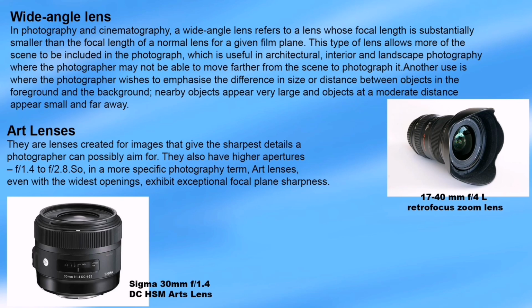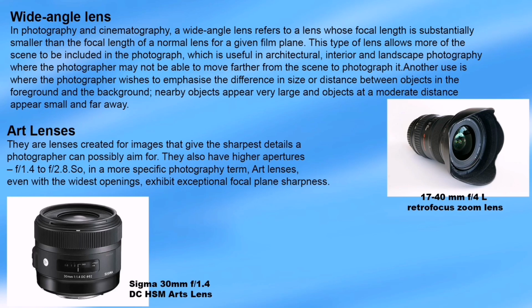Okay, move on to the next one, wide angle lens. In photography and cinematography, a wide angle lens refers to a lens whose focal length is substantially smaller than the focal length of a normal lens for a given film plane. This type of lens allows more of the scene to be included in the photograph, which is useful in architectural, interior, and landscape photography, where the photographer may not be able to move further from the scene to photograph it.